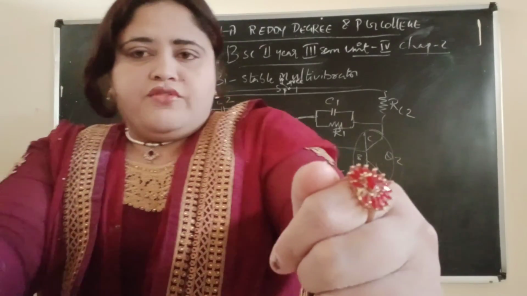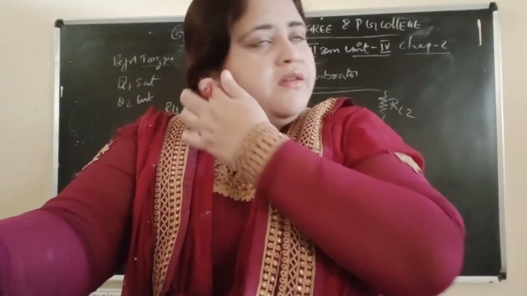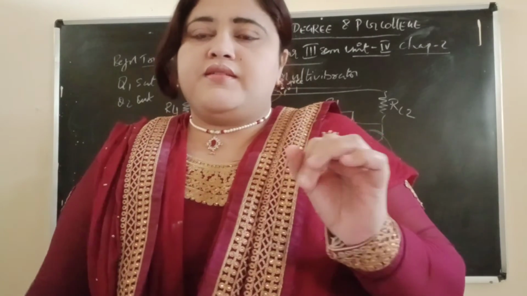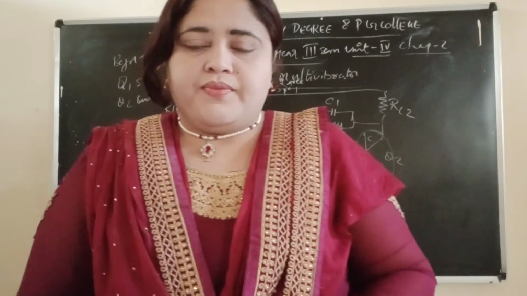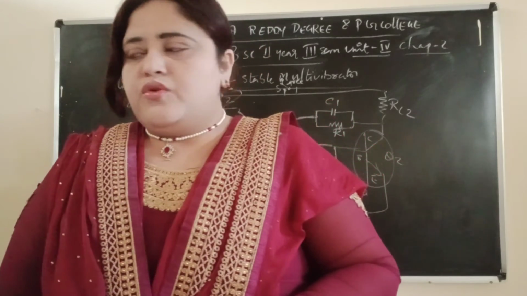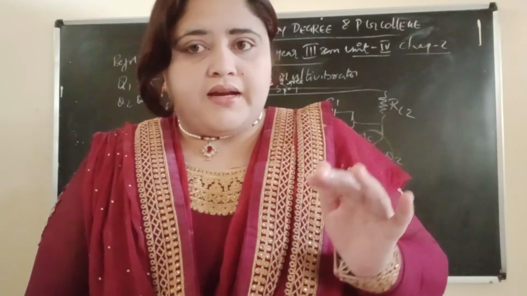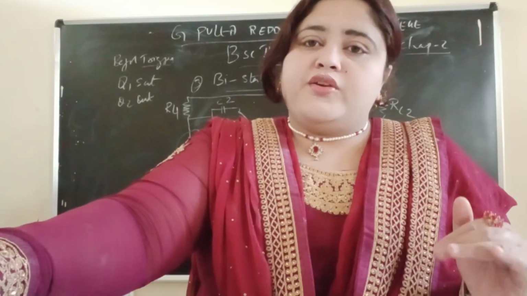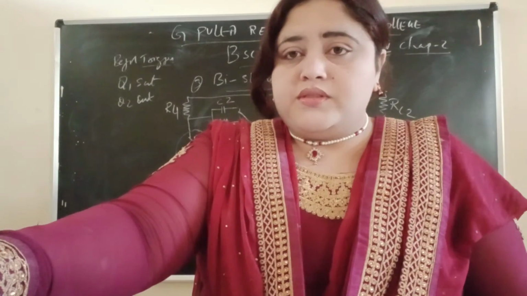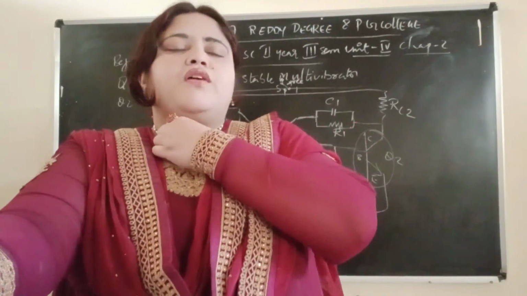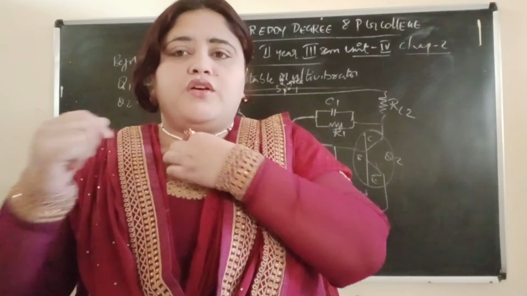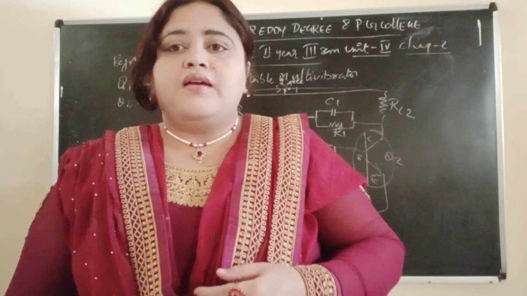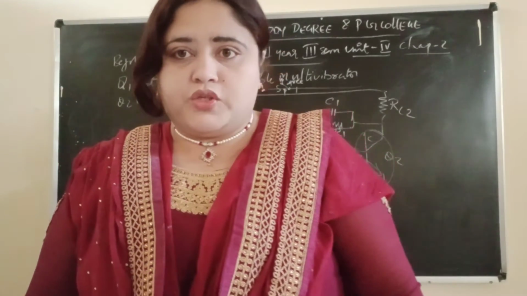Since Q2 is in cutoff and Q1 is in saturation, you can change the state of both the transistors by giving the trigger pulse. So you can give the trigger pulse either to your Q1 or to Q2. Let us suppose that I want to change Q1. Now before trigger pulse, what is the position of Q1? Q1 is in saturation and Q2 is in cutoff. This is the position.